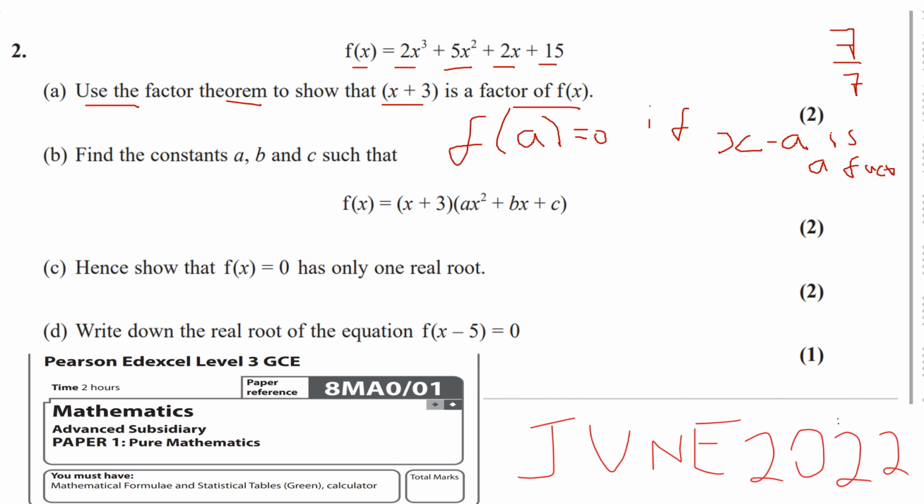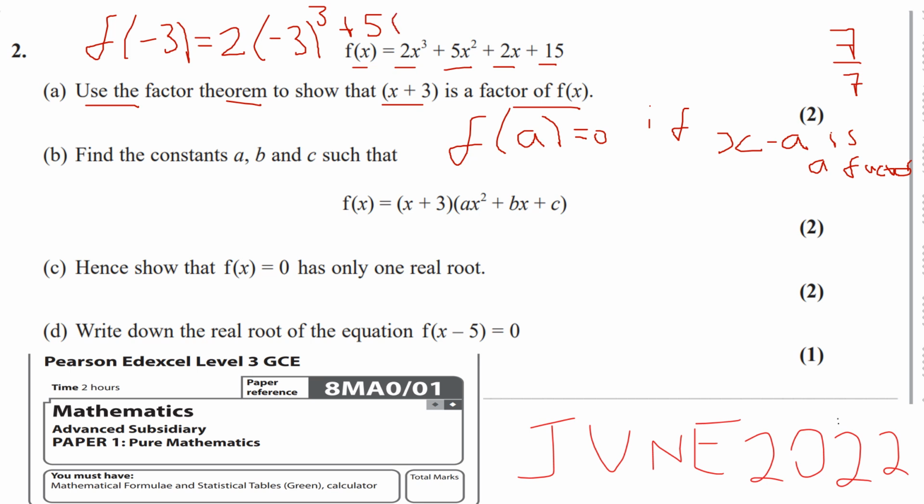So we're going to substitute in minus 3 into the function. So we're going to have f of minus 3. f of minus 3 is equal to 2 times (minus 3) cubed, plus 5 times (minus 3) squared. Again, I'm putting it in brackets so that when you enter it in your calculator, my line of working is very clear.